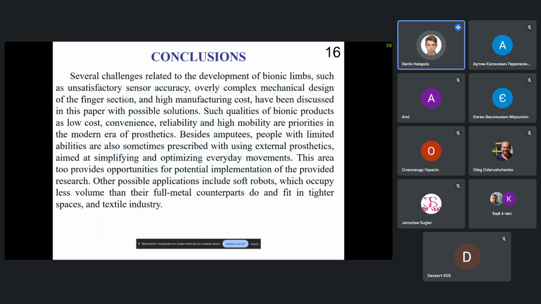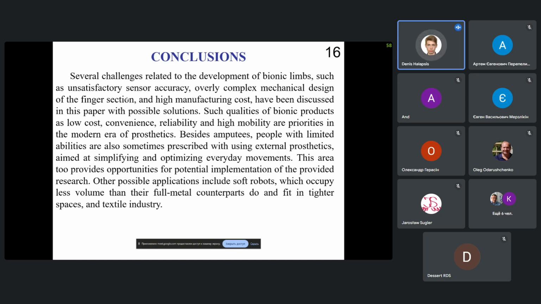Conclusions. Several challenges related to the development of bionic limbs, such as unsatisfactory sensor accuracy, overly complex mechanical design of the finger section, and high manufacturing cost, have been discussed in this paper with possible solutions. Such qualities of bionic products as low cost, convenience, reliability, and high mobility are priorities in the modern era of prosthetics. Besides amputees, people with limited abilities are also sometimes prescribed external prosthetics aimed at simplifying and optimizing everyday movements. And this area too provides opportunities for potential implementation of the provided research.